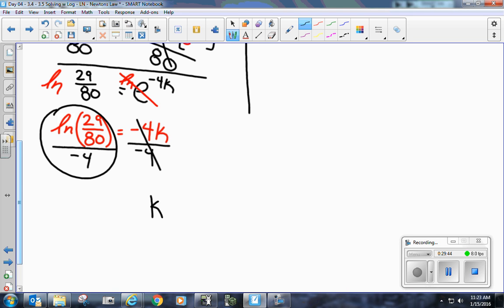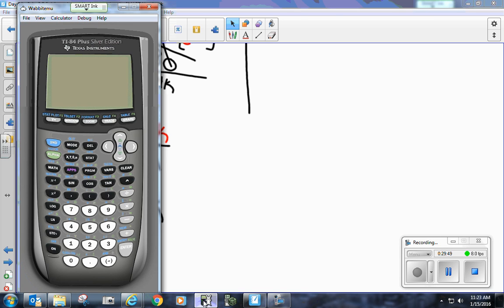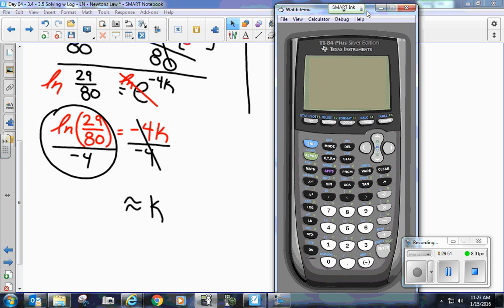So k, and give it to me to 4 decimal places. You work it out, I'll work it out up here. You tell me what you get. See if it's the same thing. Oh, I forgot to divide it by 4. Okay, negative 4. Don't forget. The natural log of 29 over 80, all divided by negative 4. That's what it is. 0.25.